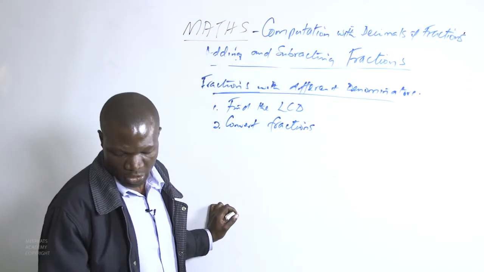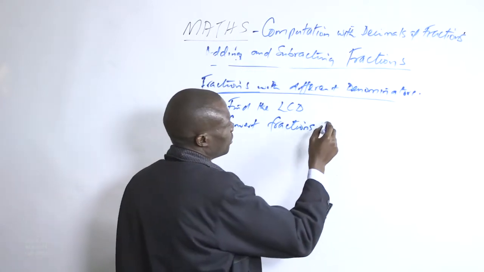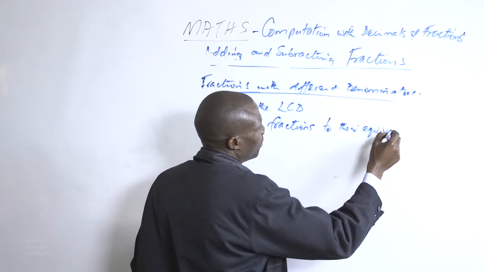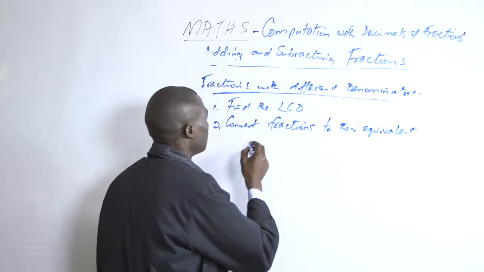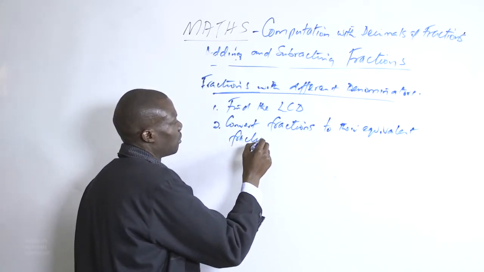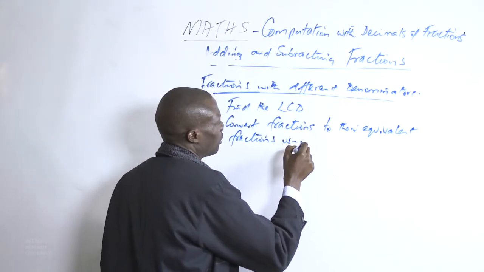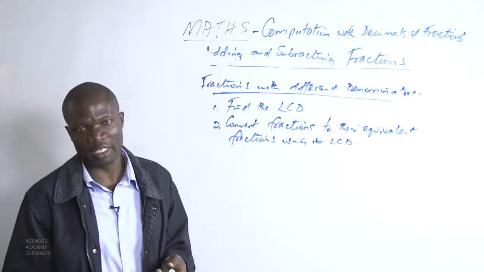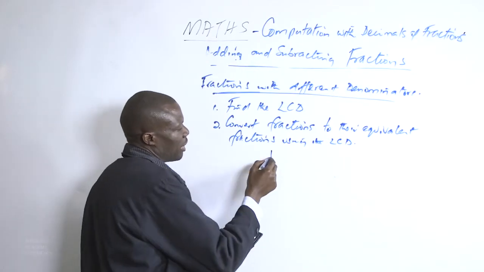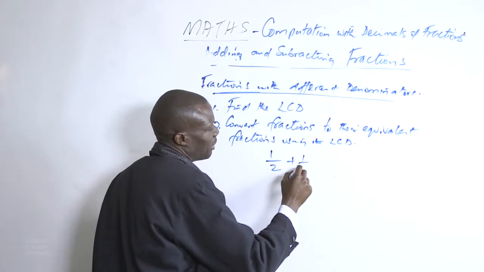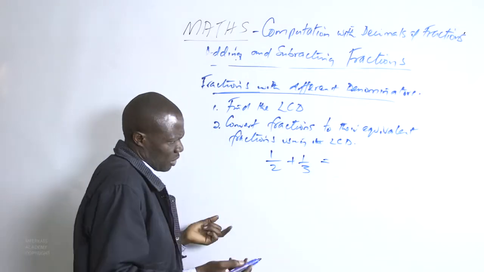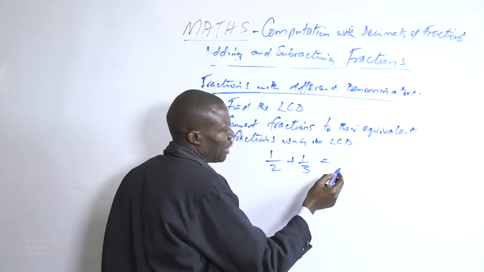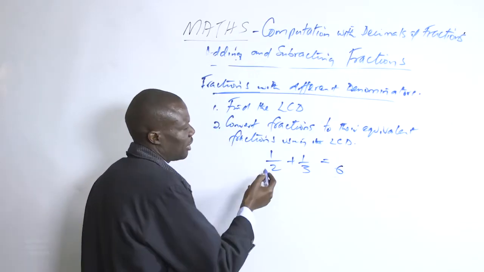Convert fractions to their equivalent fractions using the LCD. We have already seen it. We were adding 1 over 2 plus 1 over 3. We found the lowest common denominator, which we said is 6. 6 divided by 2 is 3. 3 times 1 is 3.